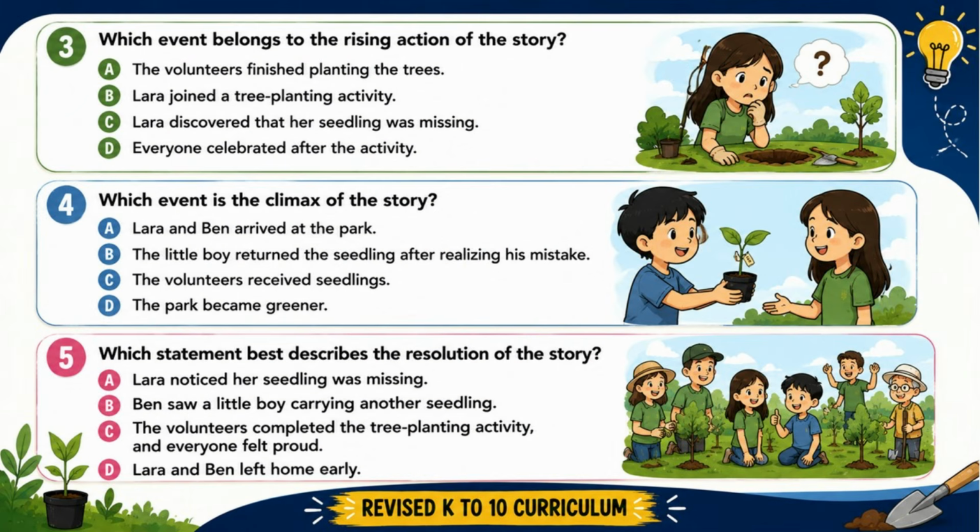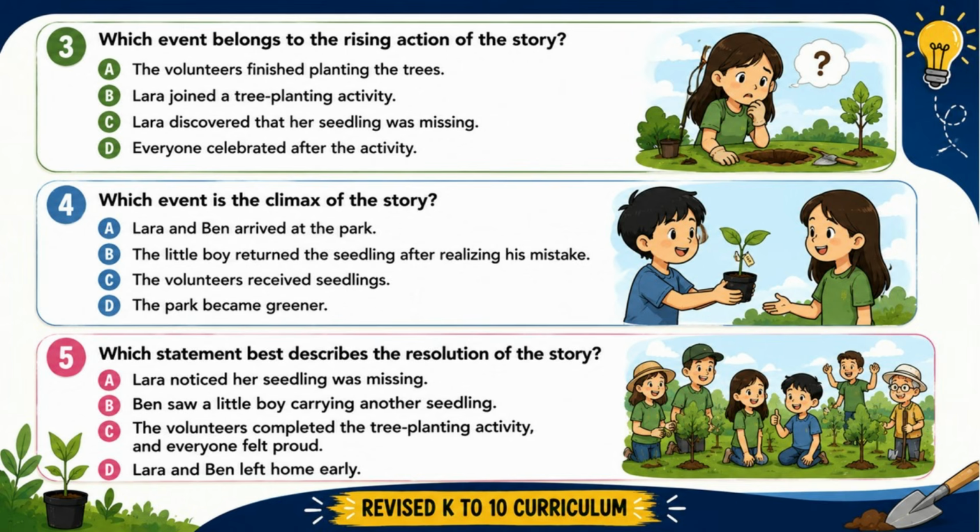Number 3. Which event belongs to the rising action of the story? A. The volunteers finished planting the trees. B. Lara joined a tree planting activity. C. Lara discovered that her seedling was missing. D. Everyone celebrated after the activity.